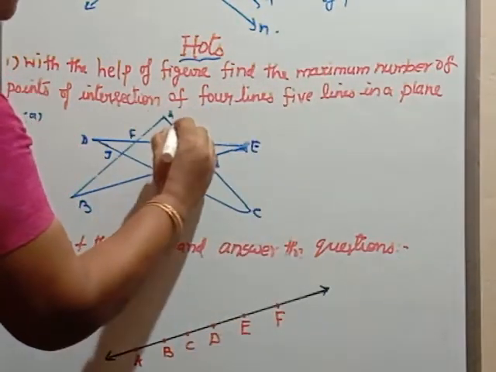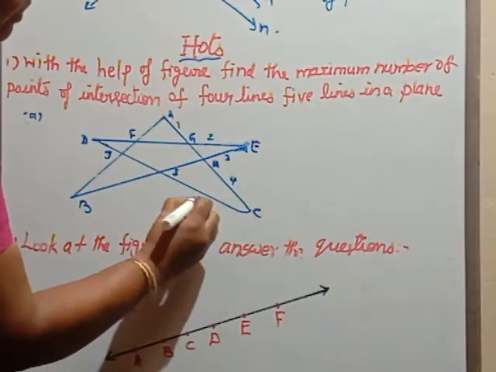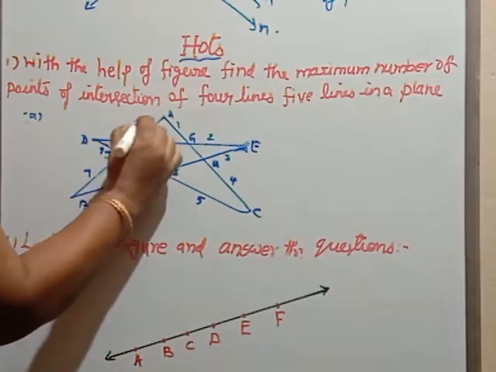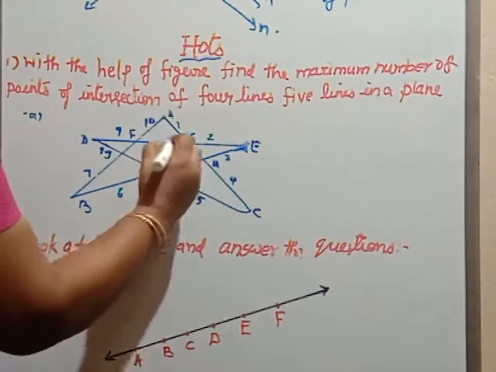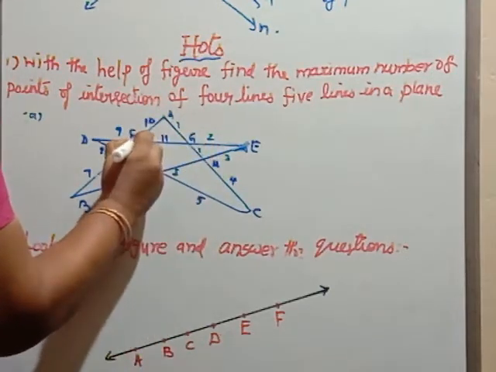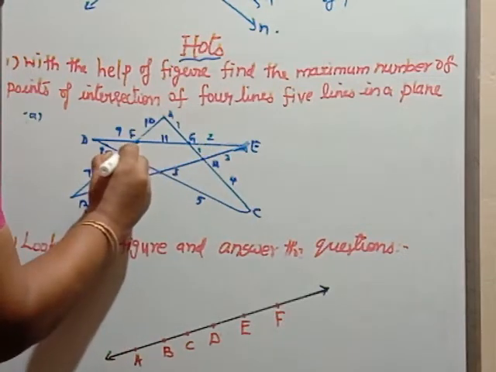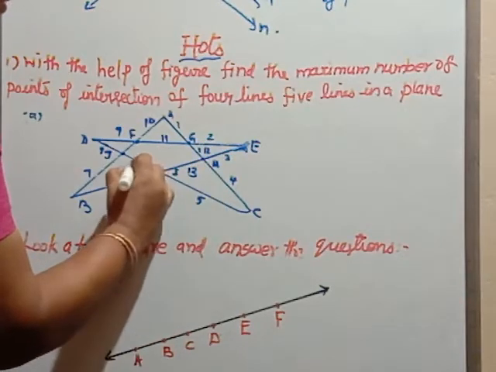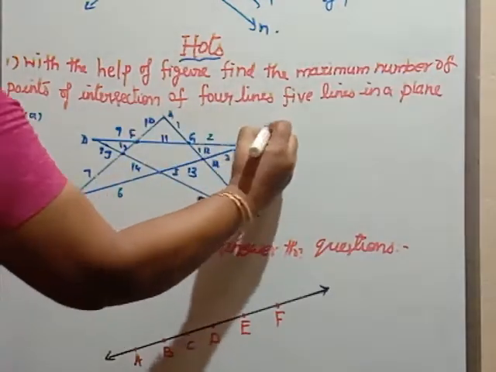1. Here 1, 2, 3, 4, 5, 6, 7, 8, 9, 10. 10 lines are intersecting. Then this is 11 point, 12 point, 13, 14, 15 points are there. 11, 12, 13, 14, 15 points. Isn't it? 15 line segments.